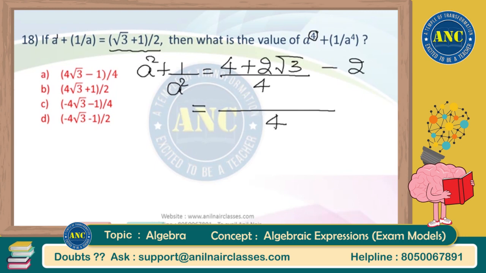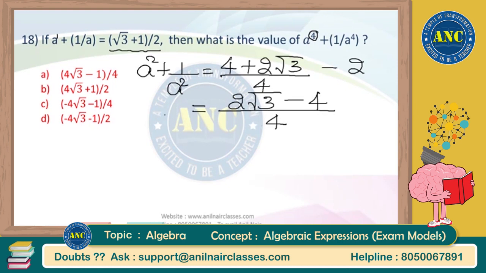LCM for this is 4. This is 4 into minus 2 is minus 8. 4 minus 8 is minus 4, right? All those simplifications, let us do it. So this will become 2 root 3 minus 4. Now again take this value, square it, and then again subtract from 2. That's all. You will get a power 4 plus 1 by a power 4.